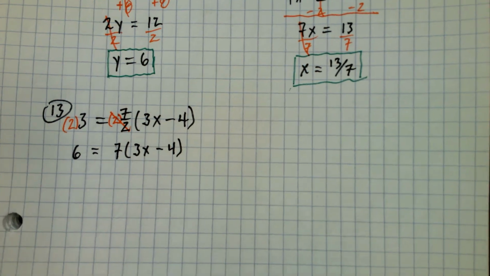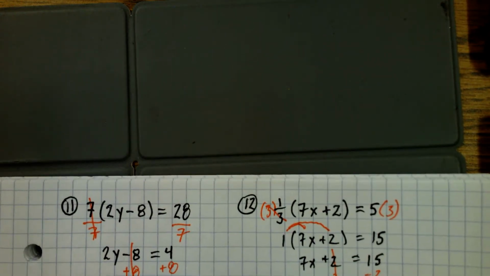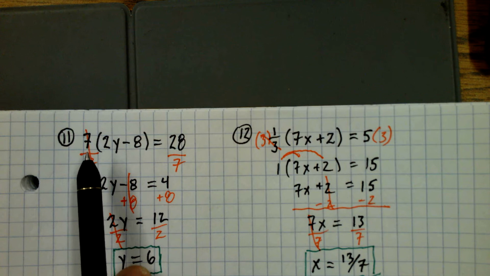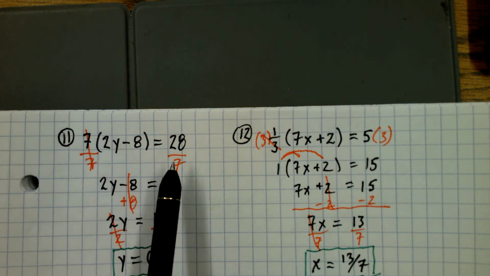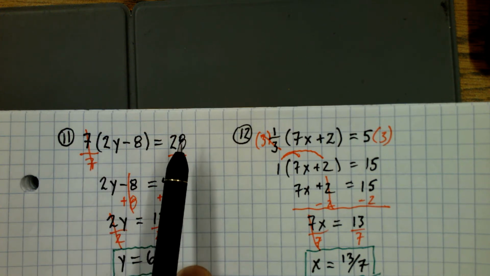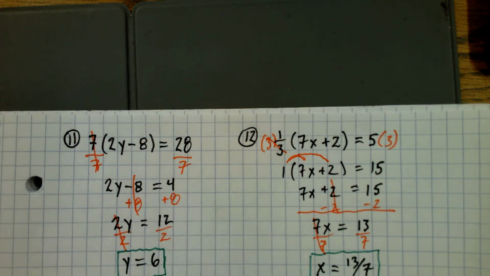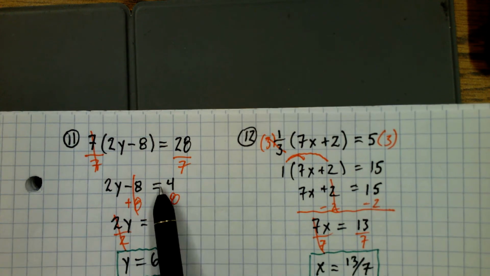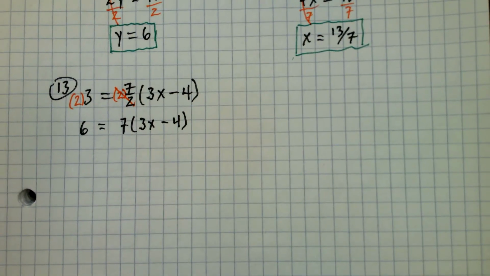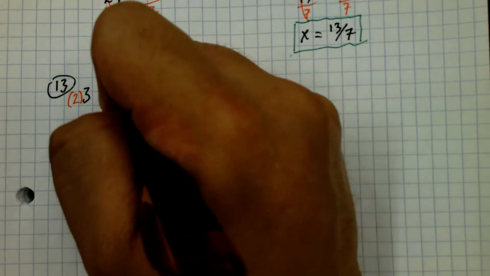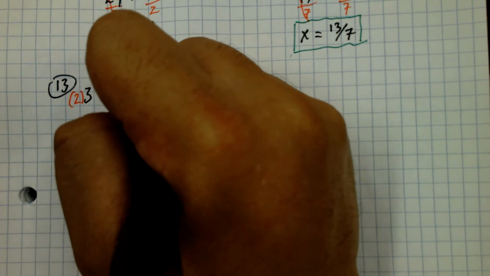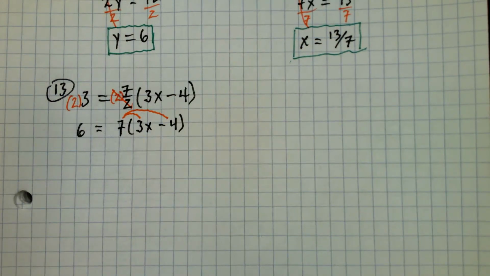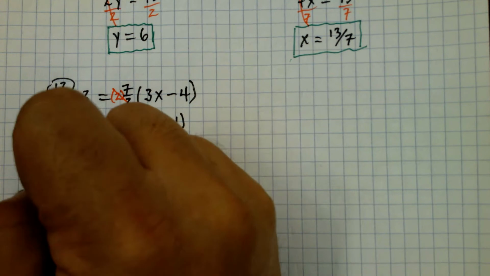The reason I tried it in the first example, right here, where I divided by 7, is because I saw that 7 does go into 28. And it would give me a nice number, in this case 4. Here it's not. So in that case, I'm going to distribute. Multiply through by 7. So let's see what that gives us.